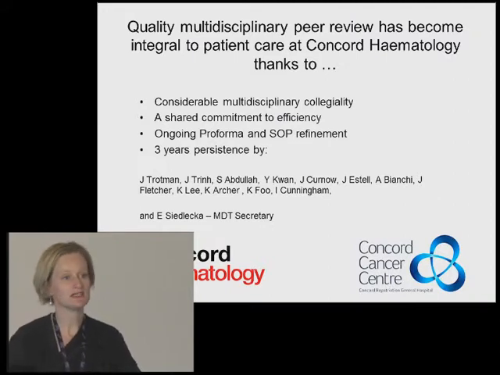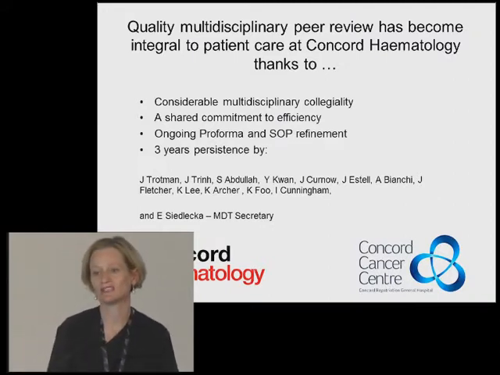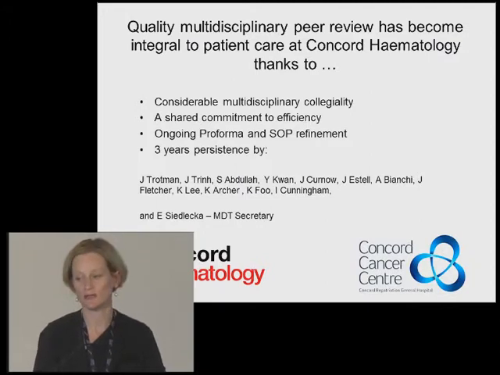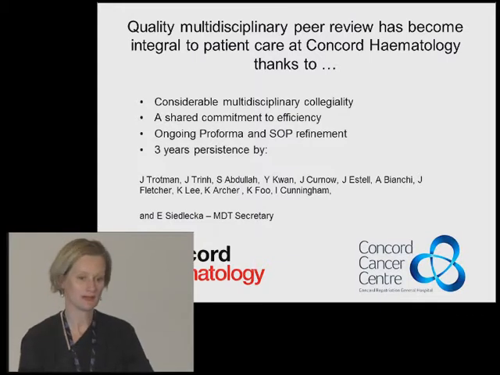Nonetheless, quality multidisciplinary peer review has become integral to patient care at Concord Haematology, thanks to considerable collegiality amongst my colleagues who have a shared commitment to efficiency, thanks to ongoing refinement of the SOP over 3 years by all my colleagues listed below. Thank you very much.